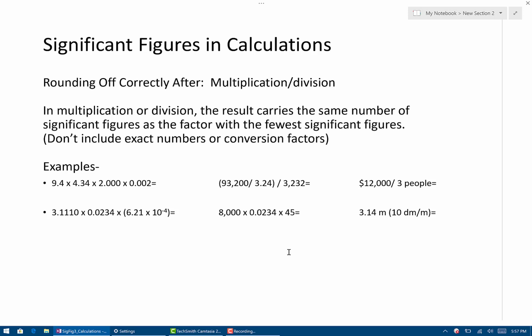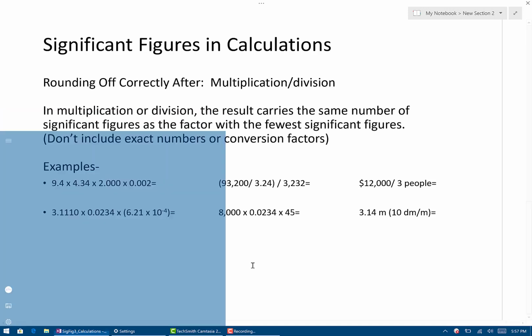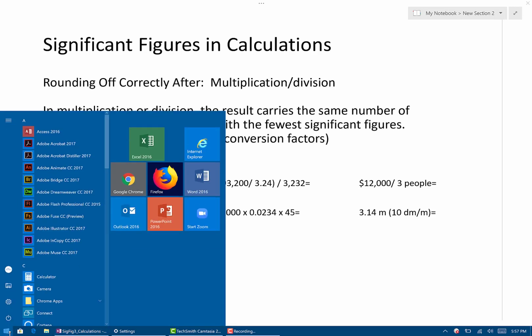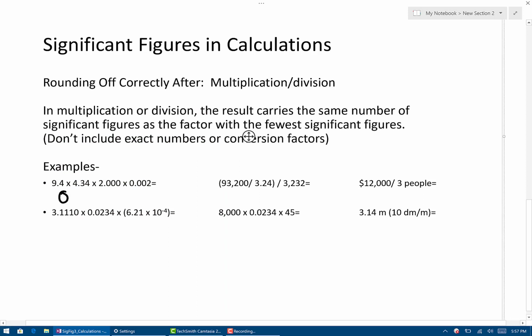So for this first one, 9.4 times 4.34 times 2.000 times 0.002. If you do that calculation and plug that in your calculator, and I know everyone's usually eager to put in all the numbers, you get 0.1633184. Okay. But we have to look at our number of significant figures.